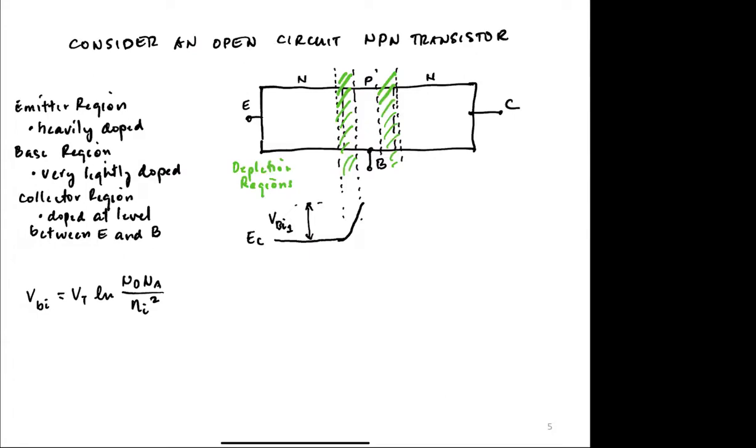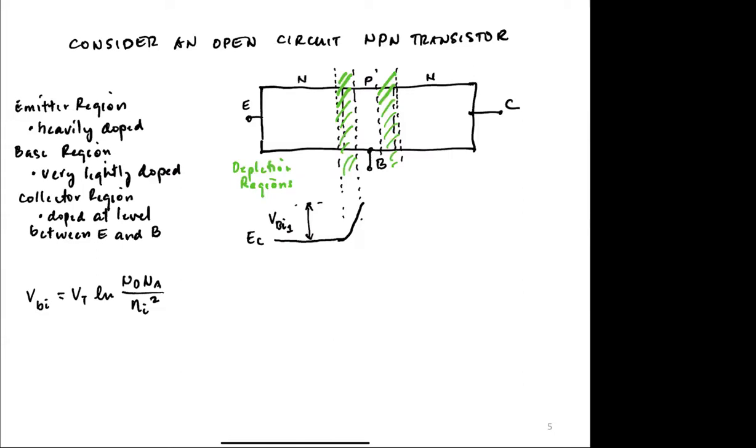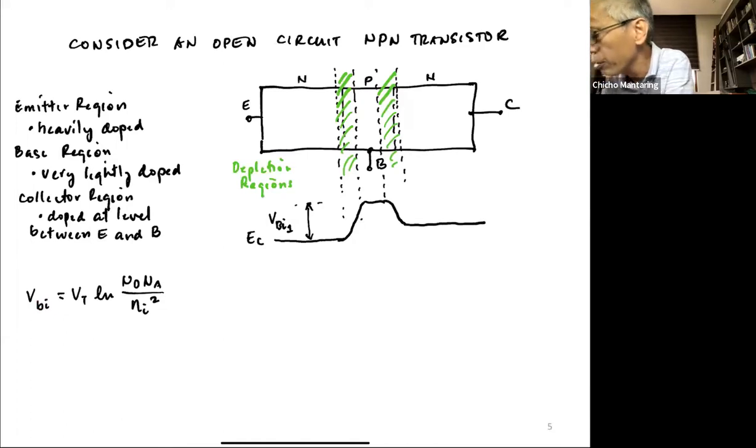Sir, guess lang po, sa emitter-base ba po? Yes, that's right. Bakit mo ginuess yun? Sir, because the emitter is more heavily doped than the collector region. Yes, that's right. Kasi yung ND mo sa emitter, mas malaki kaysa sa ND dun sa collector. So naturally, mas malaki yung magiging value ng VBI dun sa emitter-base. So if I take a look at my band bending now, it's going to look like this. Ito maliit lang, and finally it's going to taper off. So ito yung VBI2 ko.